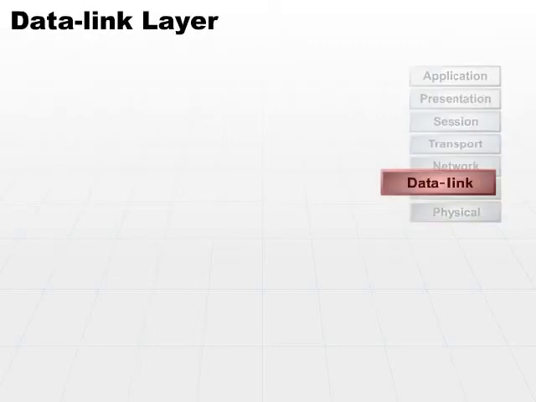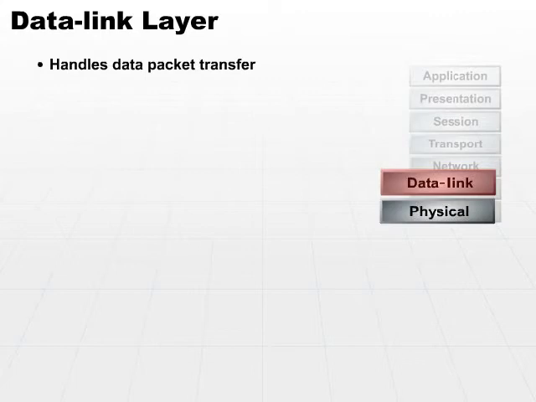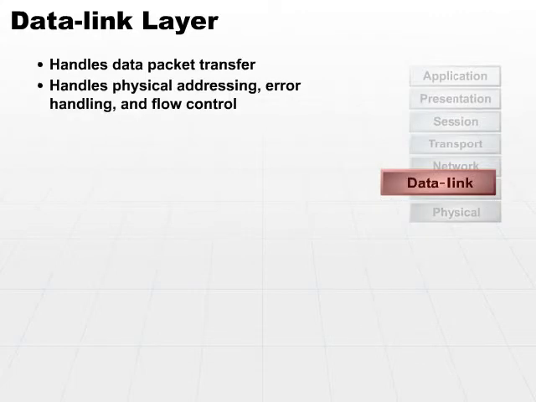So let's look at the next layer down, the data link layer. In the data link layer, he's going to handle the actual data packet transfer. He's going to physically give it to the physical interface to send across. He handles the physical addressing. He also handles error handling and flow control.